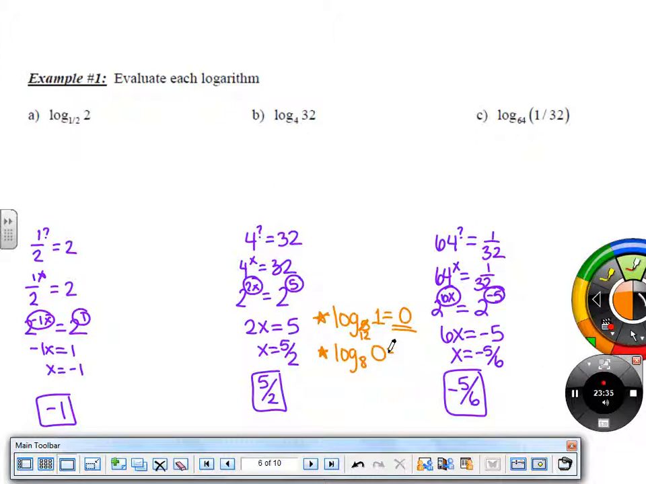The other thing I wanted to point out is taking the log of 0 or a negative. Now remember, you're asking yourself, 8 to what power equals 0? Well, no exponent has the property that it turns things into 0. So this has no solution. And same with the negative. 8 to the first power is 8. There's no power I can put on 8 to all of a sudden make the base negative. So that also has no solution.